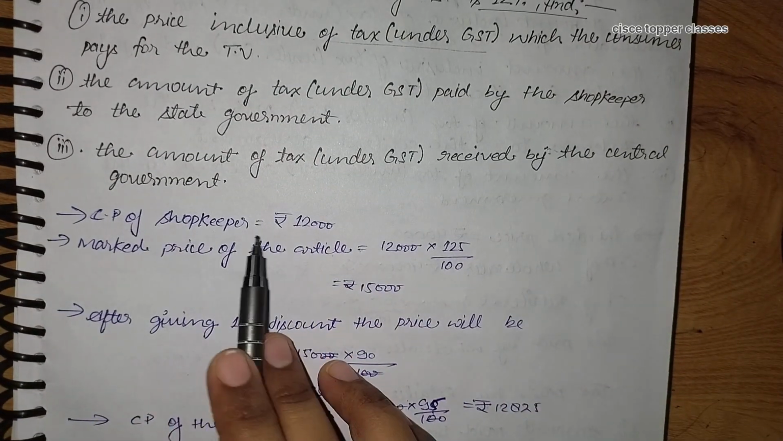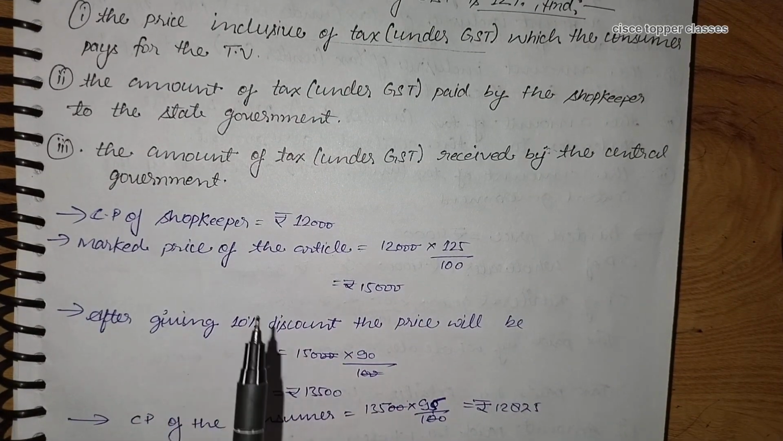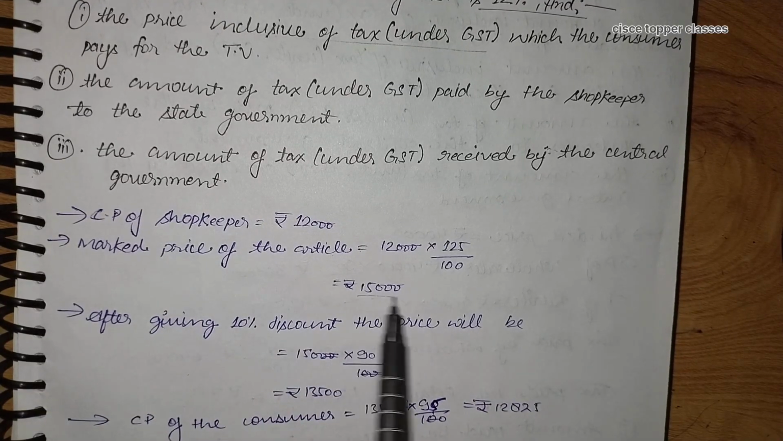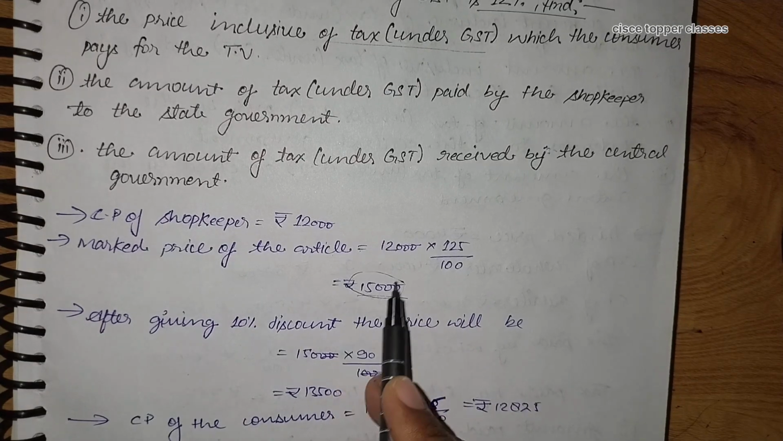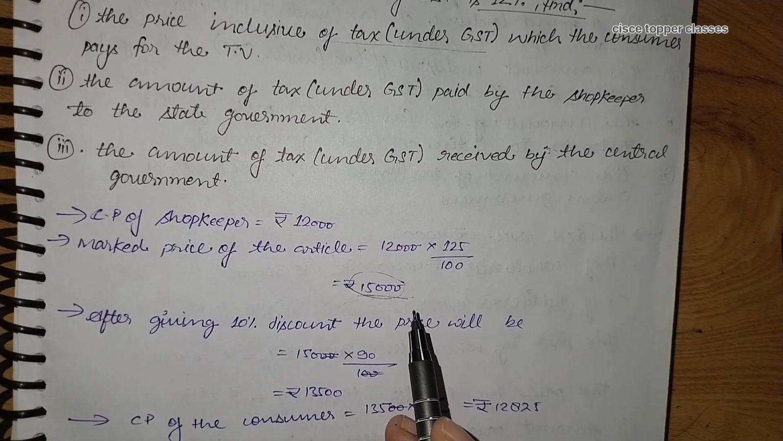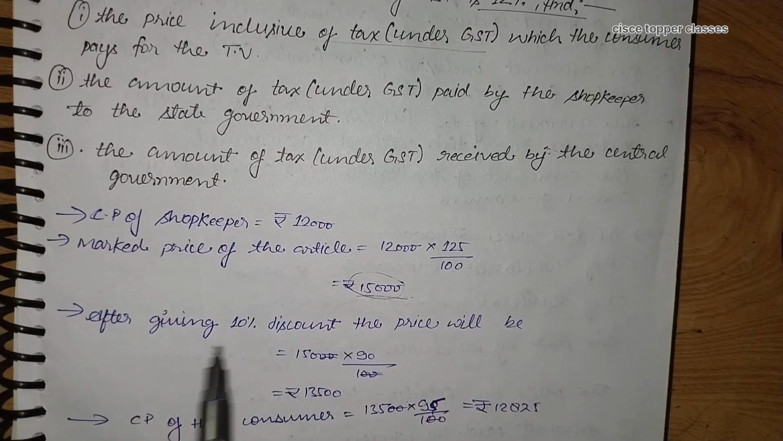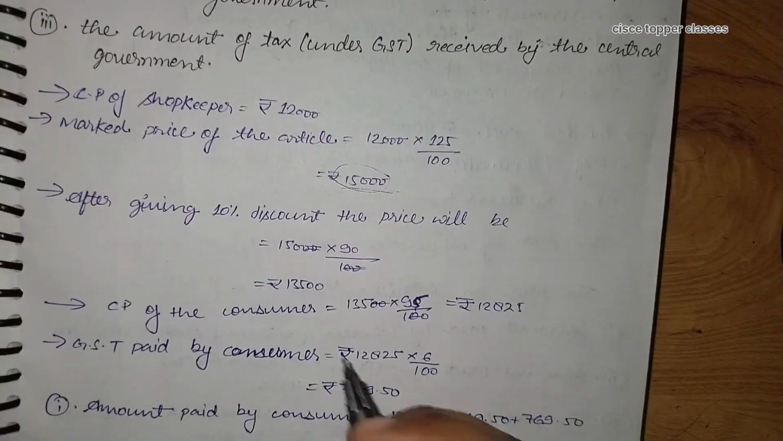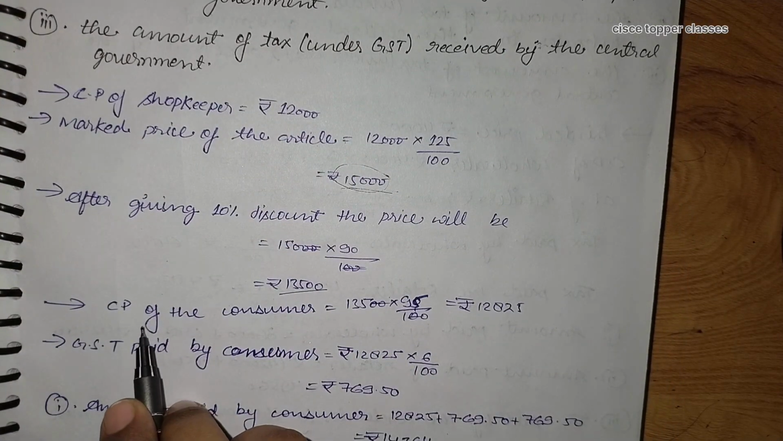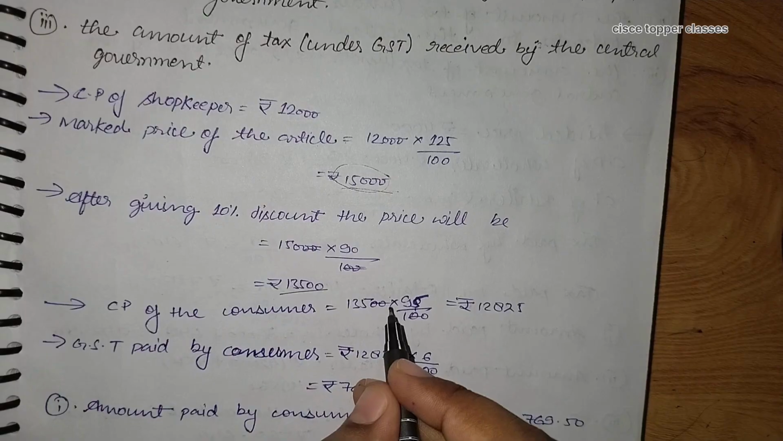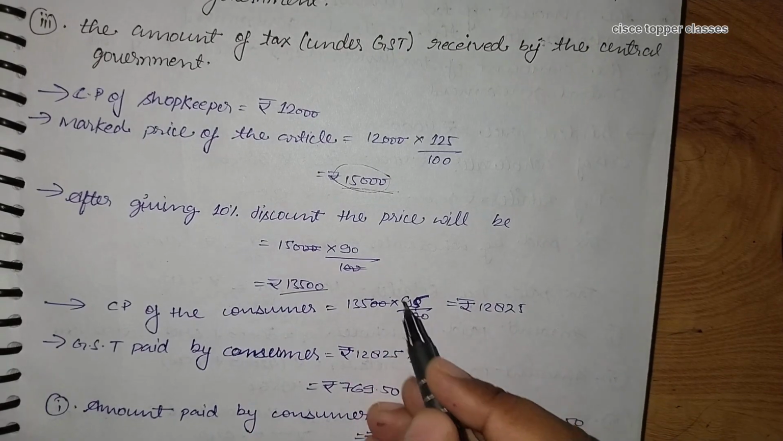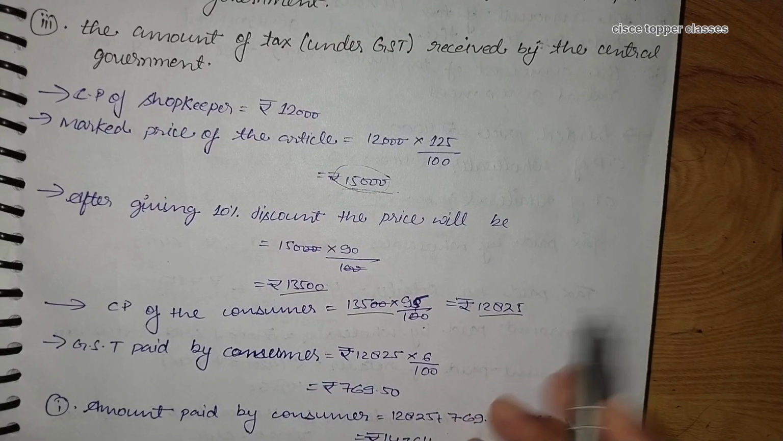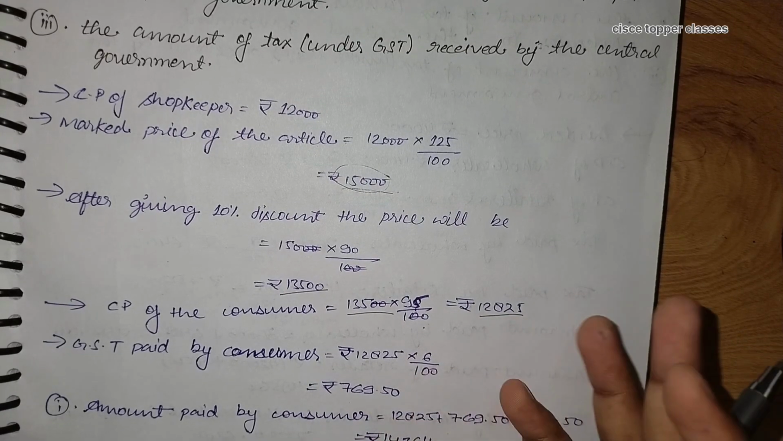Firstly, the cost price of the shopkeeper we will find. So this is 12,000 given to us, and the marked up price will be 25% above the normal price. So this will be 15,000. The marked up price will be 15,000, and after giving 10% discount, the price will be lowered to 13,500. Now, if we want to find the CP of the consumer, we will again apply a 5% discount. So this will be 95 upon 100 of 13,500. So this will be 12,825, the amount the consumer will pay.